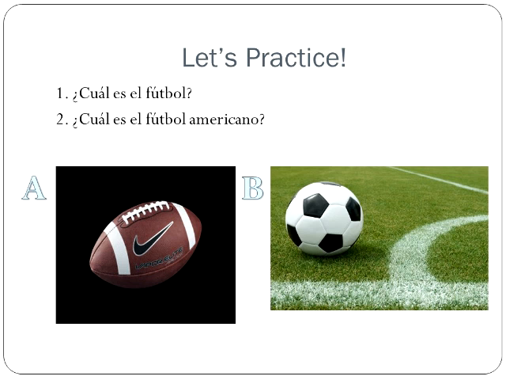Let's do the next one for practice. Tenemos número 1, ¿cuál es el fútbol? Y número 2, ¿cuál es el fútbol americano? So, vamos a empezar con 1. ¿Qué es 1? B.